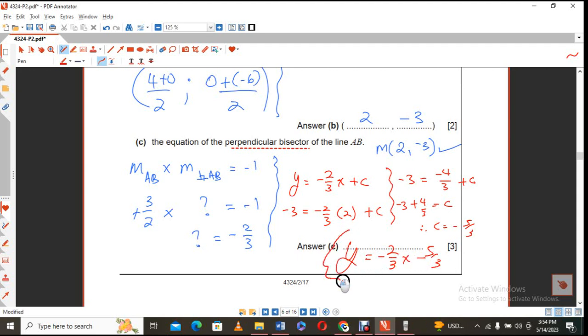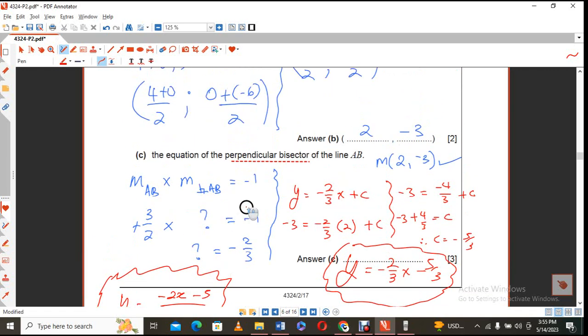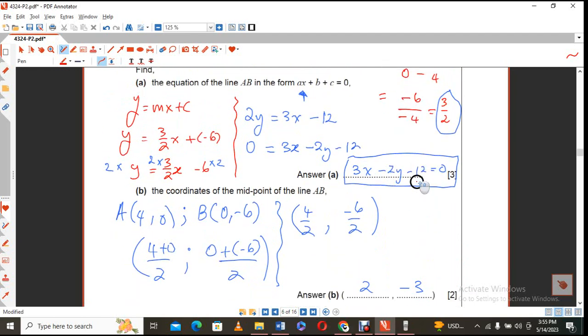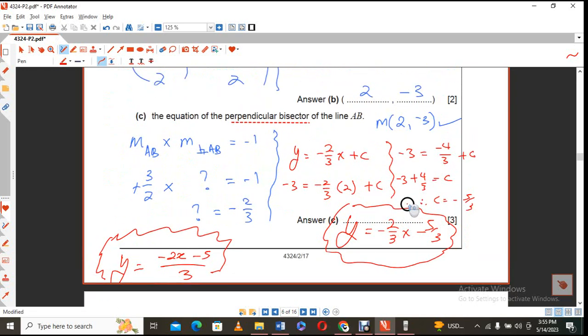Well, another person can be writing this equation also as, I'll just write it over here, y equals minus 2x minus 5, all over 3. Or they could be writing it also in the other style, like what they requested in the previous answer here, when they were saying write your equation in that format. But there's no explicit instruction that says you should leave it in this format, so any one of these two will do.